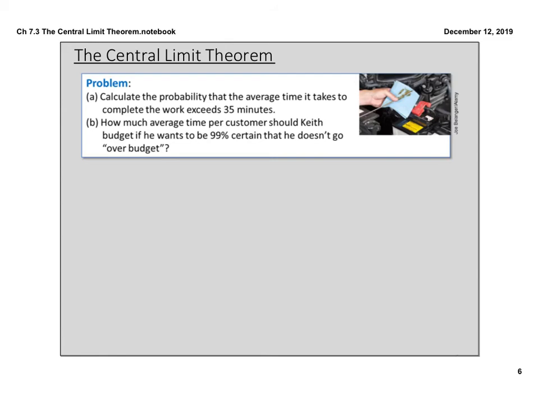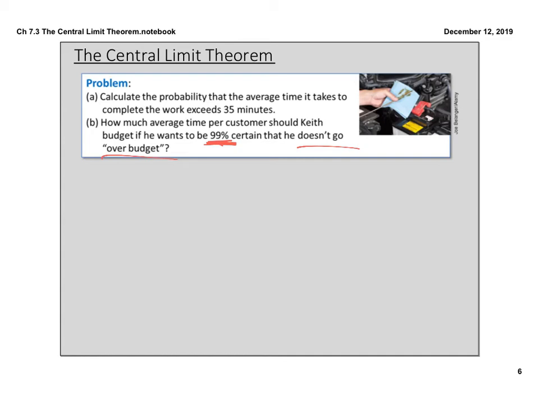Because what happens is, what if he doesn't want to be above that limit 5% of the time? He's budgeting 35 minutes per customer, but what if going over that 35 minutes 5% of the time is too much for him? What if he only wants to go over that limit 1% of the time? Okay, so it says, how much average time per customer should Keith budget if he wants to be 99% sure that he doesn't go over budget? So basically, he wants to take that 5% that's over the time budget and bring it down to 1%. Okay, so what do we do with that? So now you're kind of doing an inverse norm here.